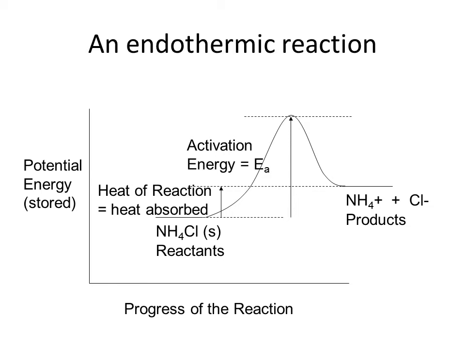Remember, energy is being put into the reactants to make the products because it's an endothermic reaction. So the temperature of a reaction as it proceeds actually drops because kinetic energy is being changed to potential energy. Notice the reactants are at a lower energy. They're more stable, and so they have stronger bonds. The products are at a higher energy. They're less stable, so they have weaker bonds.